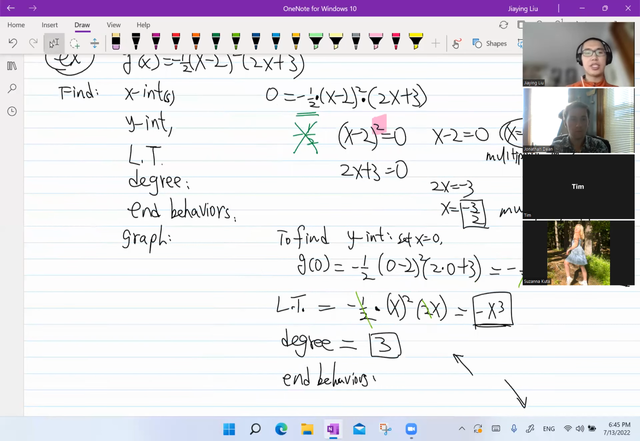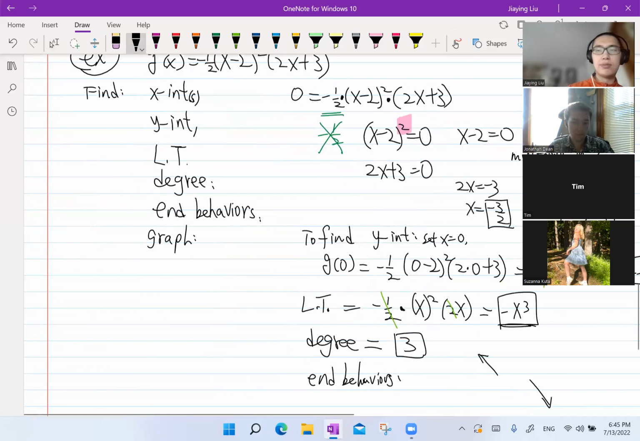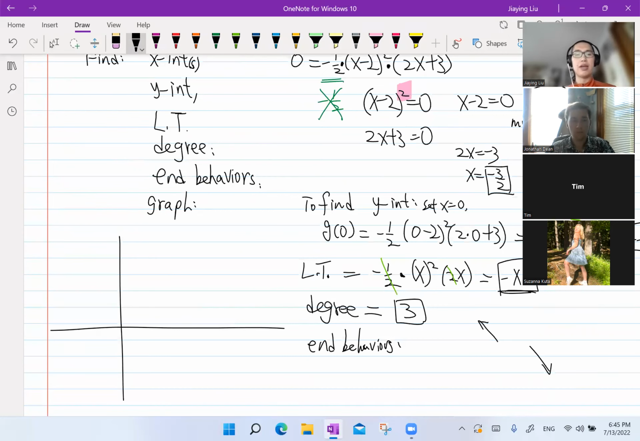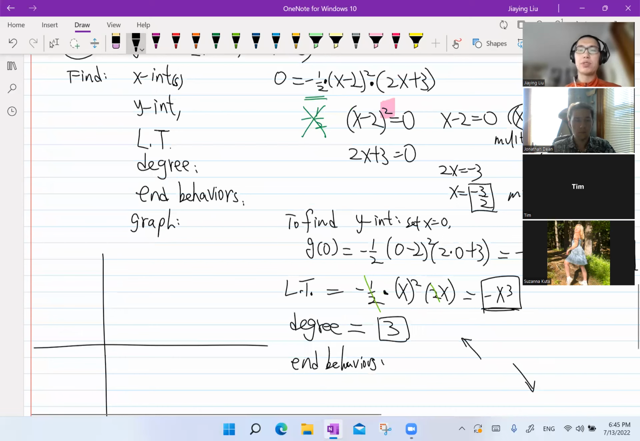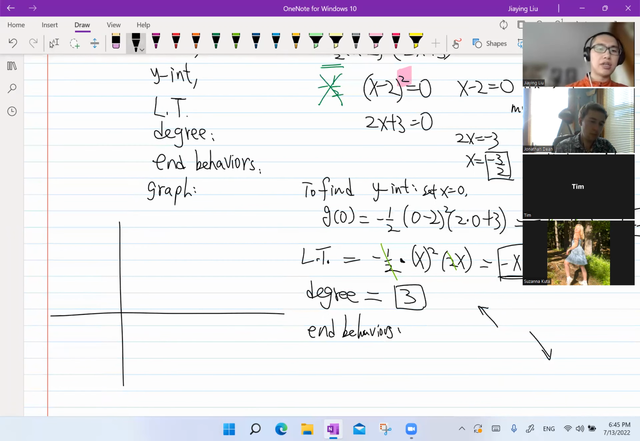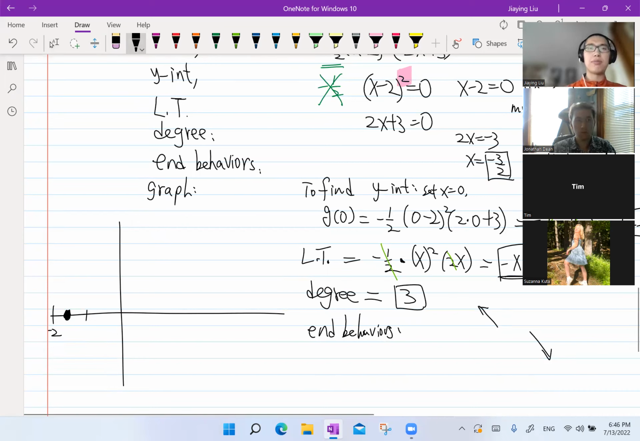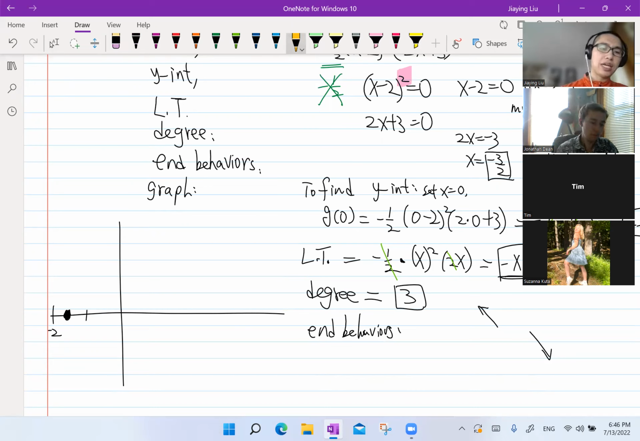With that said, now we can try to graph it. To graph polynomial functions, we graph the x-intercepts, the y-intercepts, the end behaviors, and make sure everything is correct. For x-intercepts, I have 2 with a multiplicity of 2 and -3/2 with a multiplicity of 1. So this is -1, -2, and this is -3/2 with a multiplicity of 1. That means the graph is going to cross this x-intercept like a straight line, either going like this or like this. We don't know which way it is, but let's just say it looks like that for now.